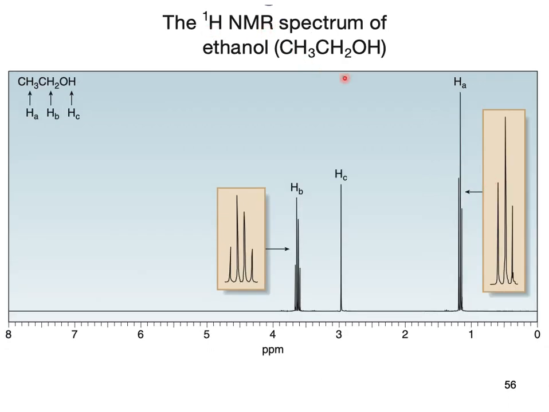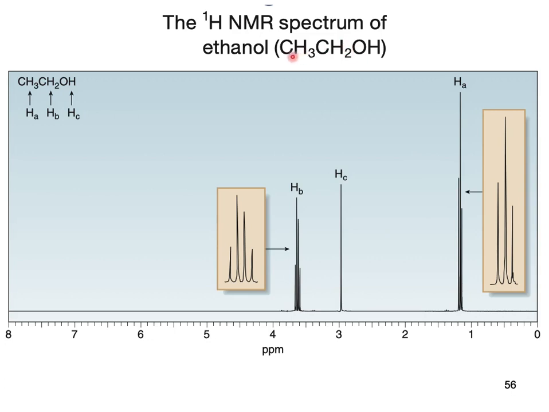The proton spectrum of ethanol: how many different types of protons? 1, 2 and 3. And which proton is the most deshielded one? This one, right? Because it is attached to the oxygen. But this CH2 is also attached to oxygen, and this one is also attached to oxygen. With respect to this CH3, both are deshielded, right? So there are 3 signals, 1, 2 and 3, right?